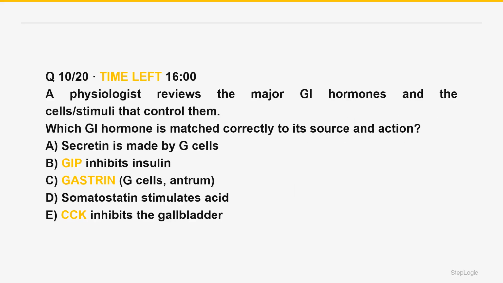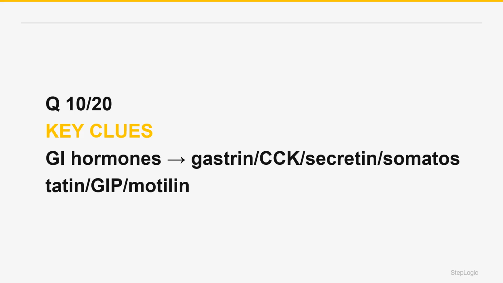Which GI hormone is matched correctly to its source and action? A physiologist reviews the major GI hormones and the cell stimuli that control them. Read the command: which GI hormone matches source and action? Gastrin, G cells, leads to acid. CCK, I cells, leads to gallbladder and enzymes. Secretin, S cells, leads to bicarbonate. Somatostatin, D cells, leads to inhibition. GIP, K cells, leads to insulin. Motilin leads to MMC.